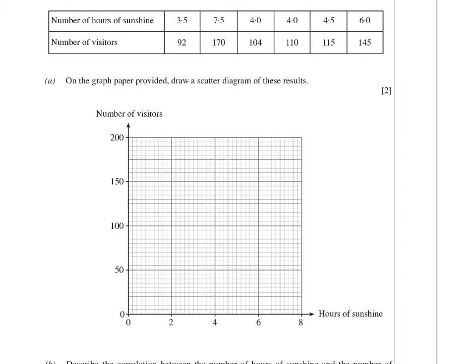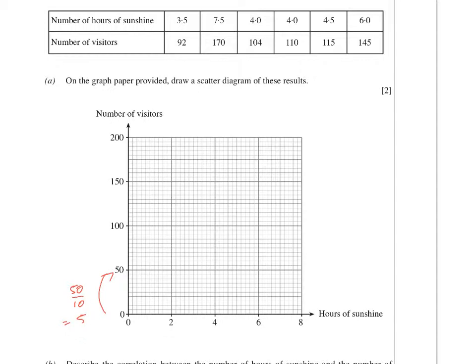Okay then, so plotting these points here. First I'm going to start off with number of hours of sunshine here, 3.5 and 92. But before I do that, I'm going to work out the scale. Here I've gone up 50 in 10 little squares, so that's 50 divided by 10, which tells me one little square is worth 5.